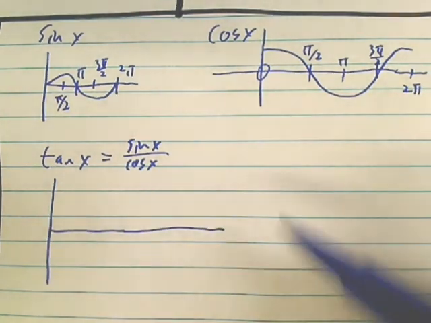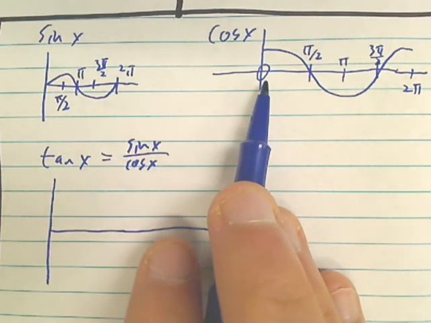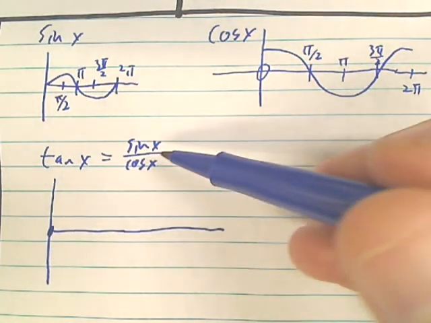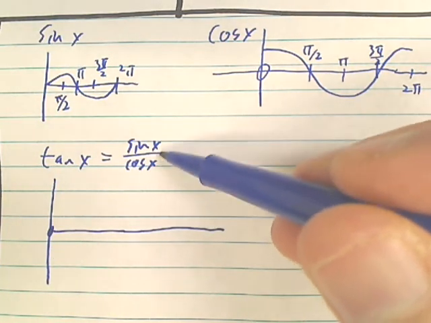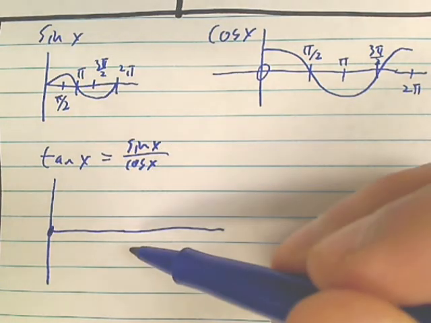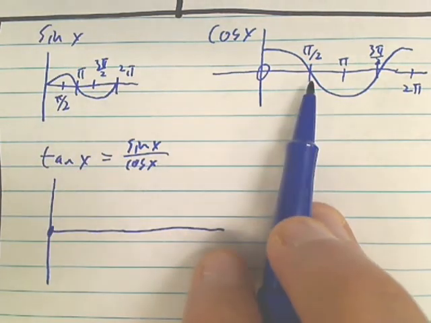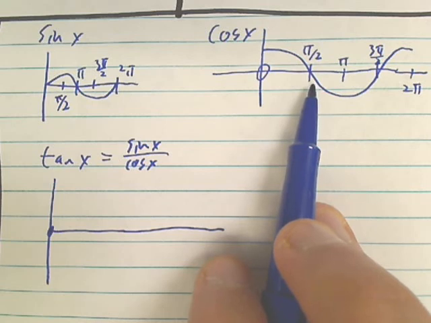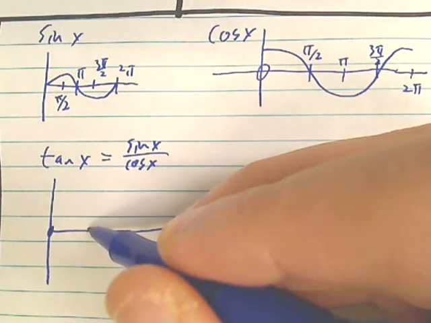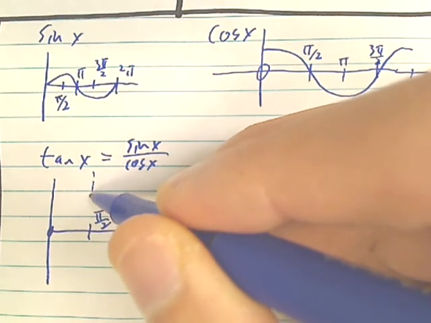Let's start at 0. Sine of 0 is 0. Cosine of 0 is 1. So 0 divided by 1 is 0. What I'm doing is just doing the operation between those two values. I plug in 0 for x, and that gives me the value for tangent. Let's go ahead to pi over 2. At pi over 2, sine is 1, and cosine is 0. 1 divided by 0 is a vertical asymptote. So we're going to have a vertical asymptote at pi over 2.